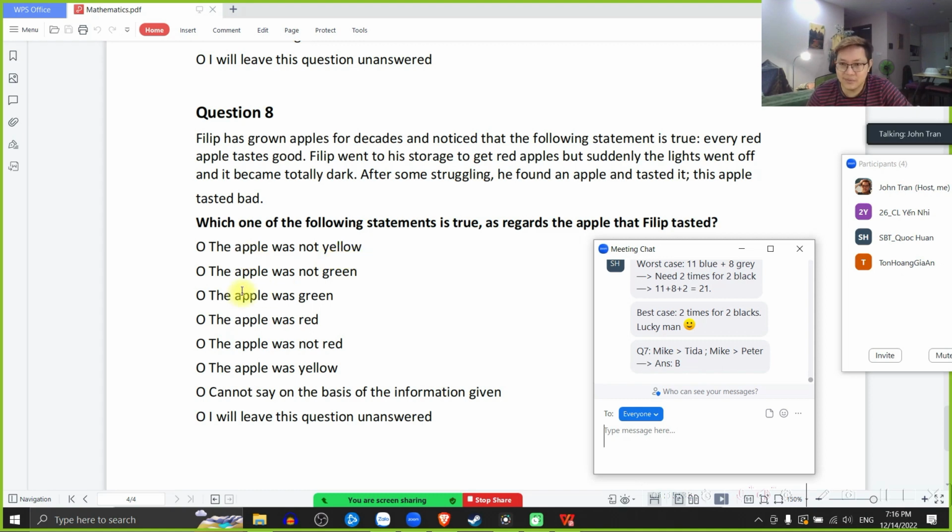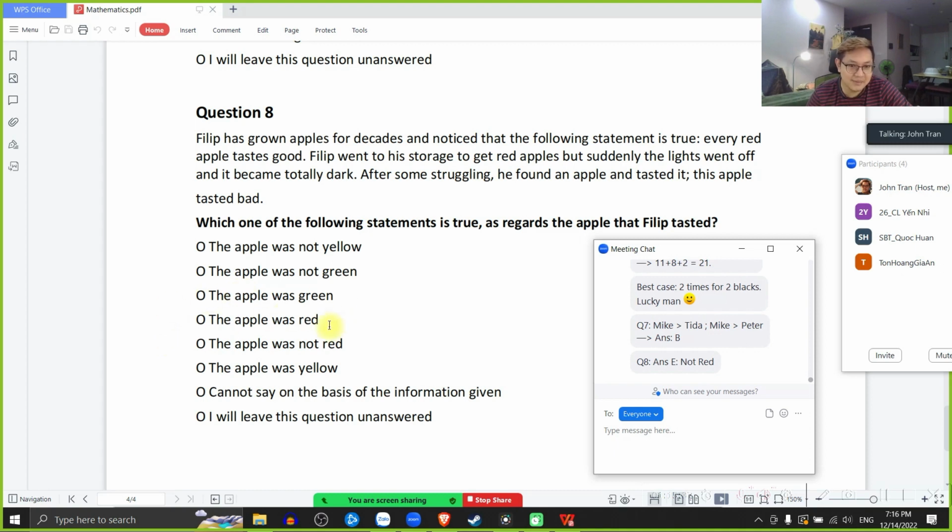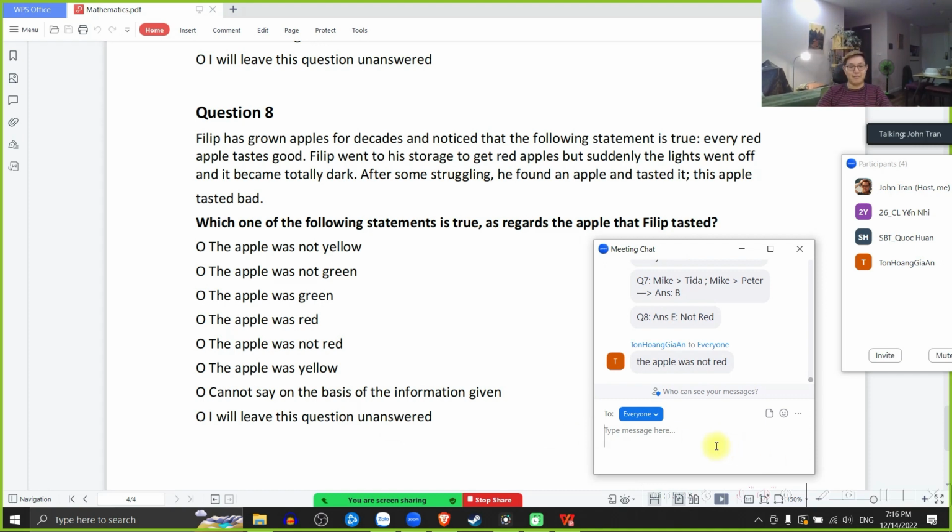B. The apple was not green. Green, yellow, red, not red, something like that. Which one do you think?